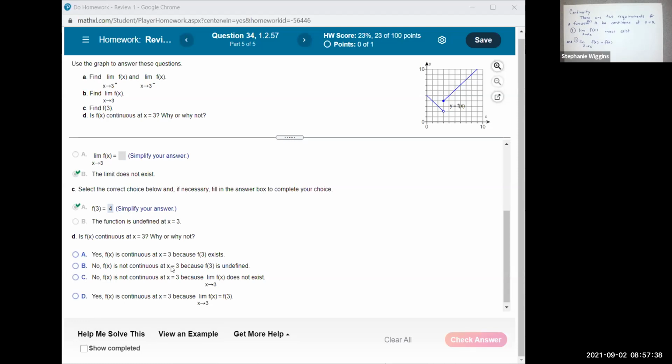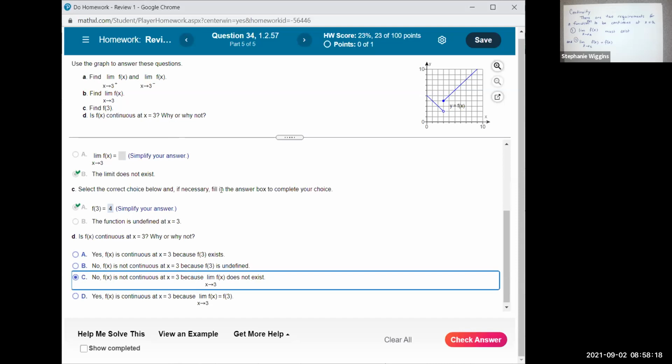F of x is not continuous at x equals 3 because f of 3 is undefined. Is that true? Is f of 3 undefined? No, because we found f of 3 to equal 4. Remember, there's the filled in dot. If that were an open hole, then obviously it would be undefined. But when you have a filled in hole, that means it exists there. So it's not undefined. So this is obviously not the right reason. The reason is the limit does not exist because the left and right hand limits don't match. So C is the correct reason for that one.